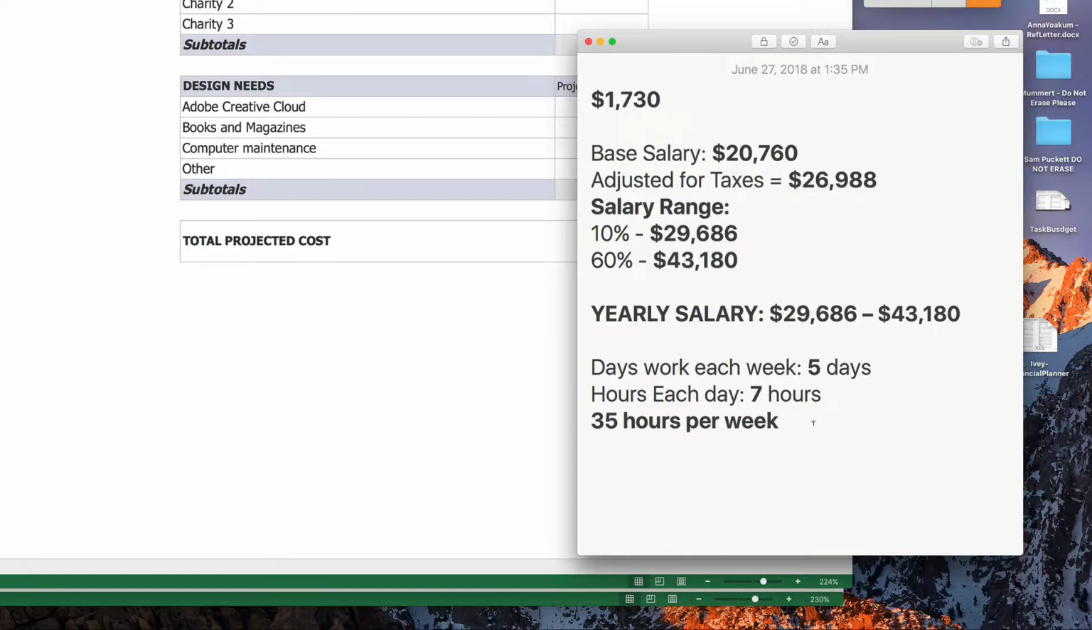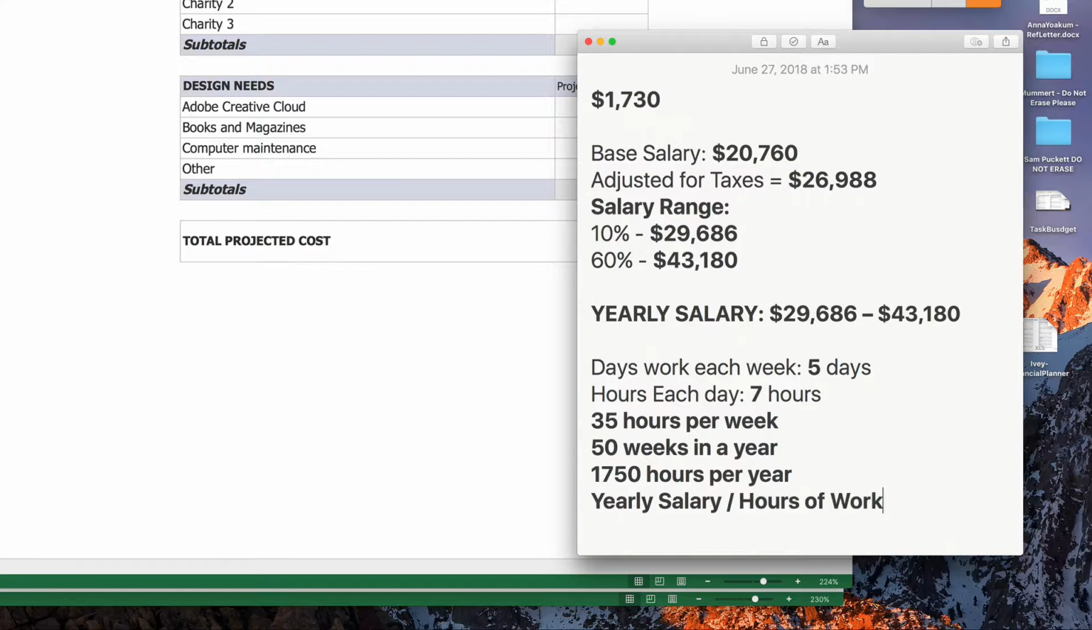Next, I need to determine how many weeks out of the year I want to work and how many weeks I want to take off for vacation and personal sick time. Since there are 52 weeks in a year, and I want to take off 2 weeks for vacation and personal time, I'll be working a 50-week work year. Now you simply multiply the number of hours you work per week times the number of weeks you work in a year. In my case, this came out to 1,750 hours.